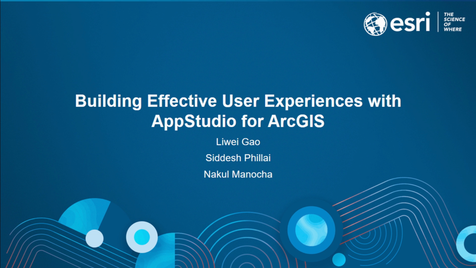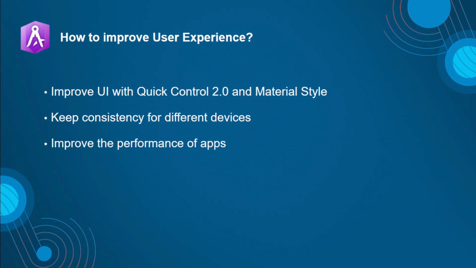So when you build an app, you always want it to have a better user experience. So how do you build an effective user experience with AppStudio? To improve your user experience, there are three things that you can do. The first thing is to improve the UI itself. In the next version, we're going to give you the ability to use a material style. But now, since this release supports Qt 5.8, you can use a component called Quick Controls 2.0. I will go into detail about this and show you some examples.